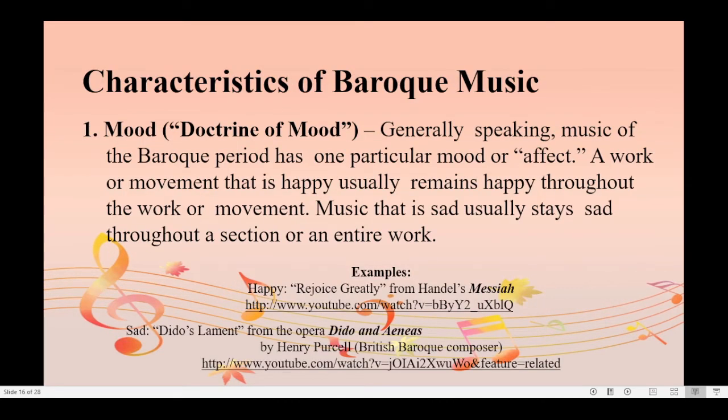Okay, so here, aside from that, we have the characteristic of Baroque music, which is the mood. When we say mood, generally speaking, music of the Baroque period has one particular mood or effect. A work or movement that is happy, just like what I have mentioned, usually remains happy throughout the work or movement. Music that is sad usually stays sad all throughout the section or entire work. One example for the happy is Rejoice Greatly from Handel's Messiah.